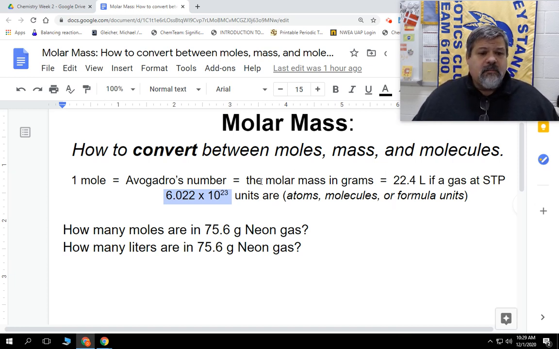The other thing is the molar mass. The molar mass is the weight of 1 mole. We're going to use that in grams. And we've already talked about how to get that. And the last one is volume. Now, if we have a gas at STP, now STP stands for standard temperature and pressure, 1 mole equals 22.4 liters.